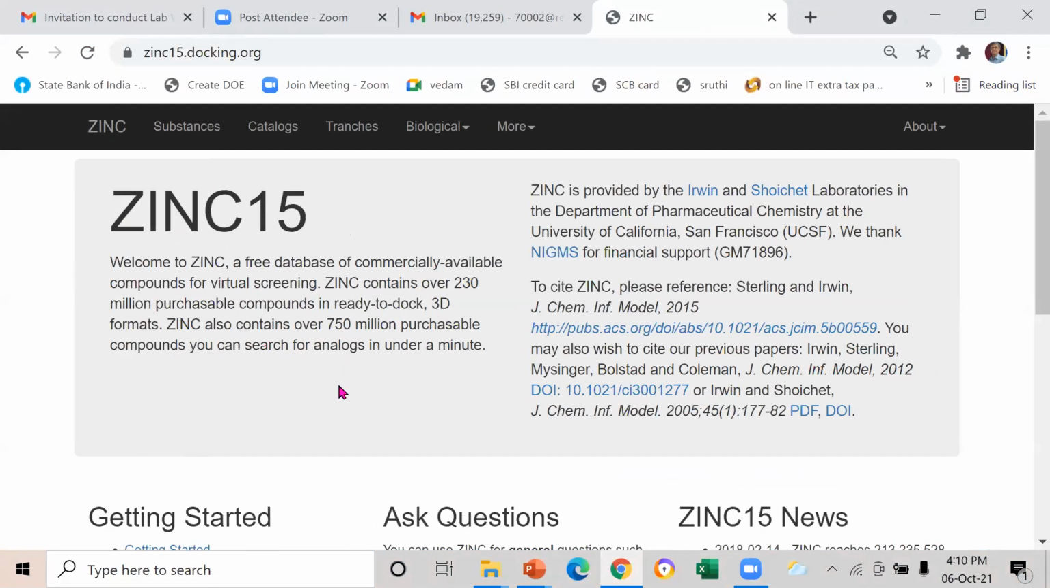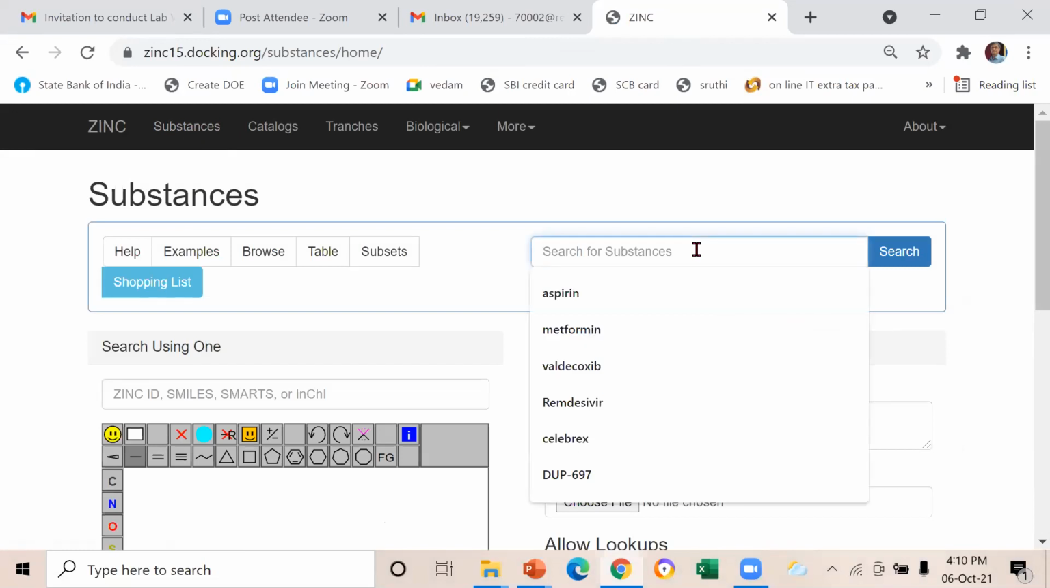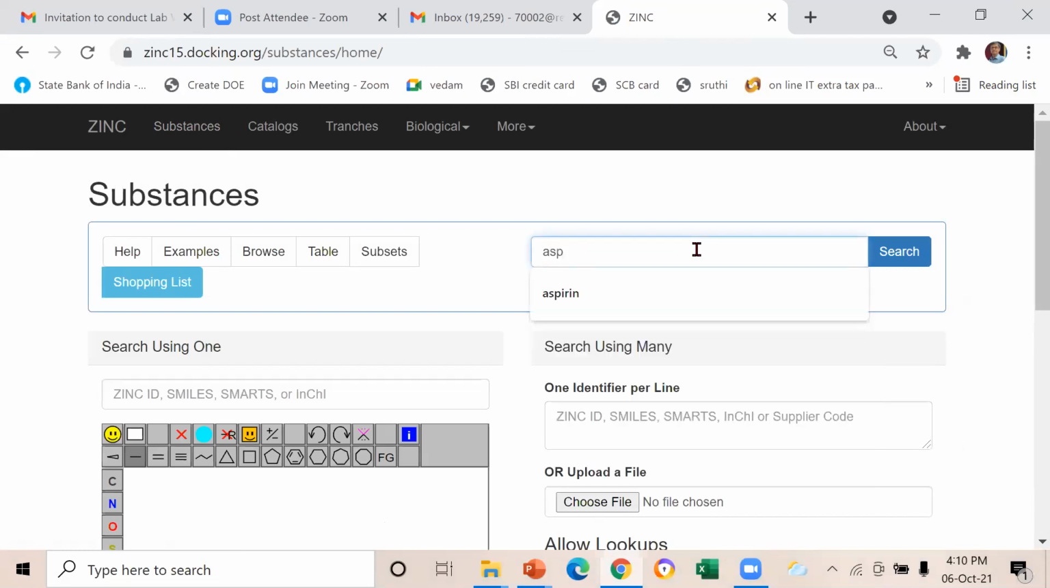So this is called the zinc database. It's got 715 million purchasable compounds actually. So if somebody is interested in purchasing some compound which they think is promising, then they can purchase it. So we can search for molecules. Here you have the search command. I can take aspirin. Okay, aspirin search.